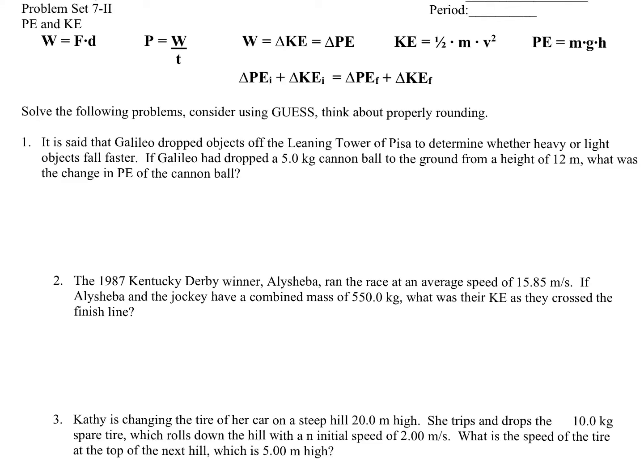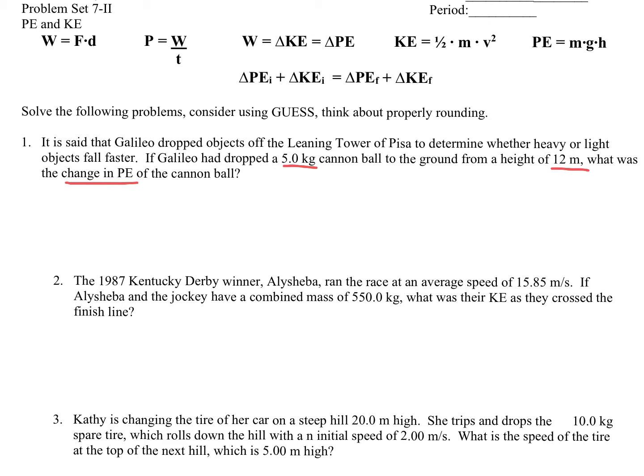Let's do problems 1 and 2 in this worksheet for this video. It says, it is said that Galileo dropped objects off the Leaning Tower of Pisa to determine whether heavy or light objects fall faster. If Galileo dropped a 5-kilogram cannonball to the ground from a height of 12 meters, so we got a 5-kilogram cannonball, a height of 12 meters, what is the change in potential energy?